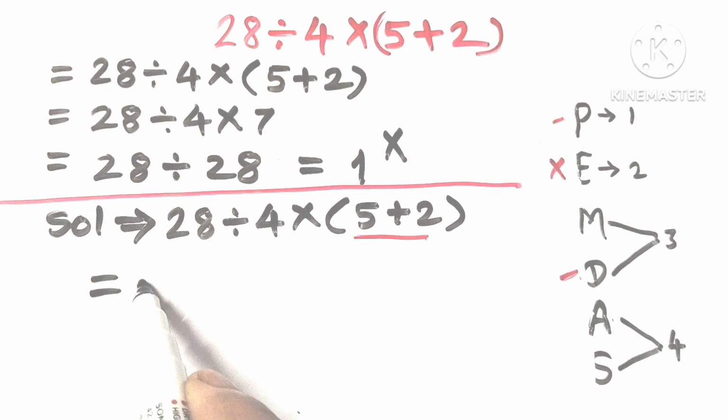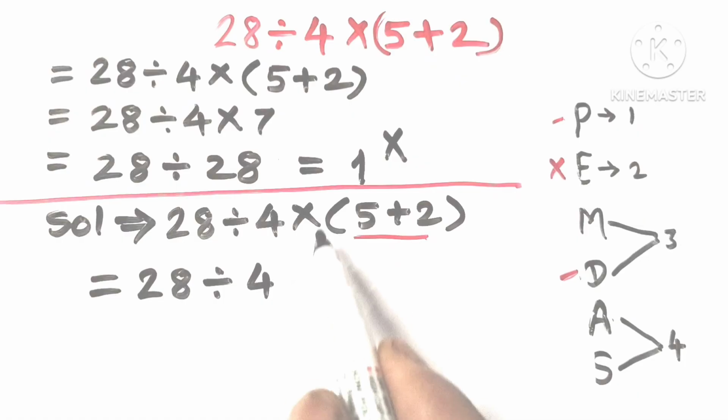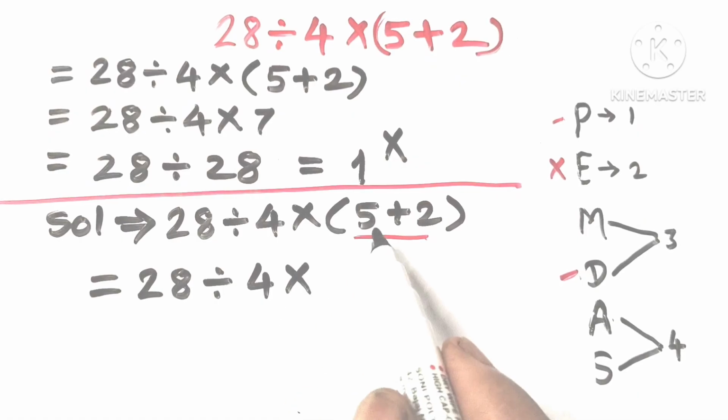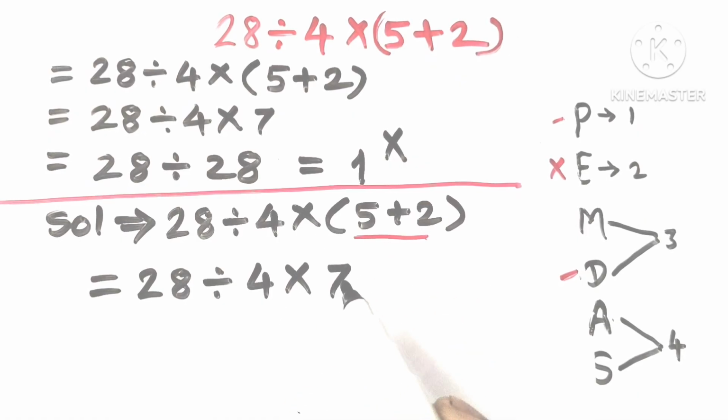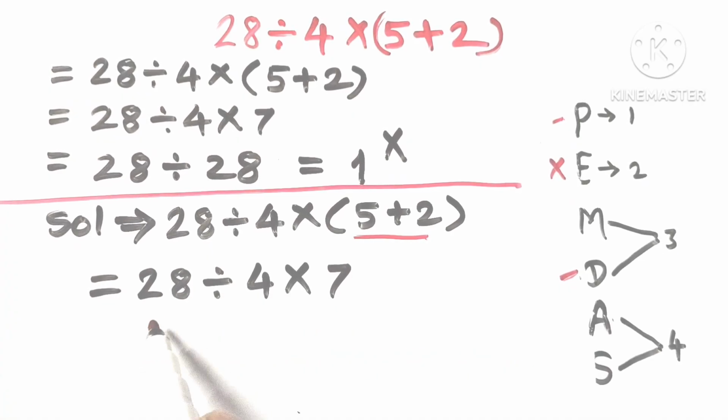Is equal to 28 divided by 4 times 7. We must start from the left and move toward the right. Perform these operations in order.